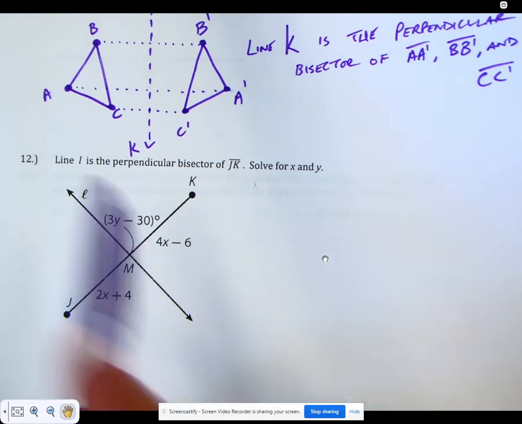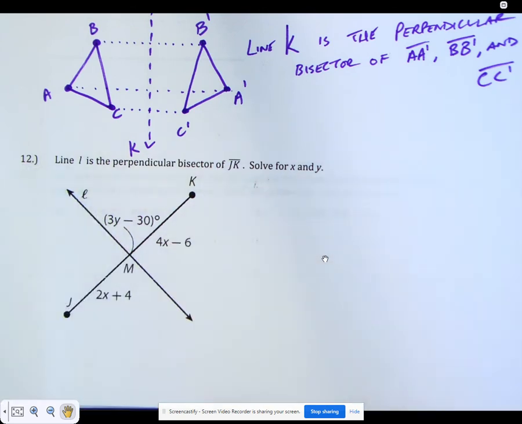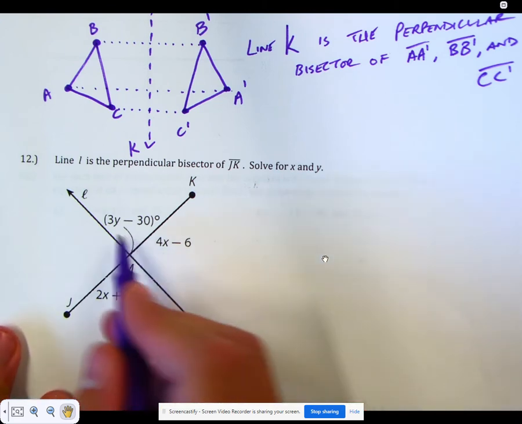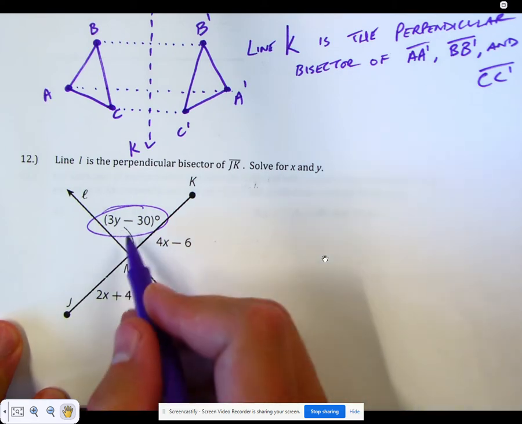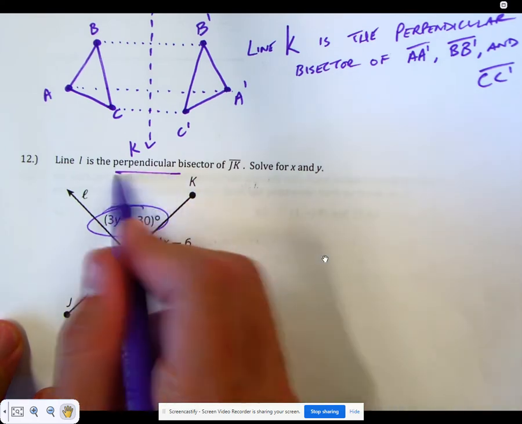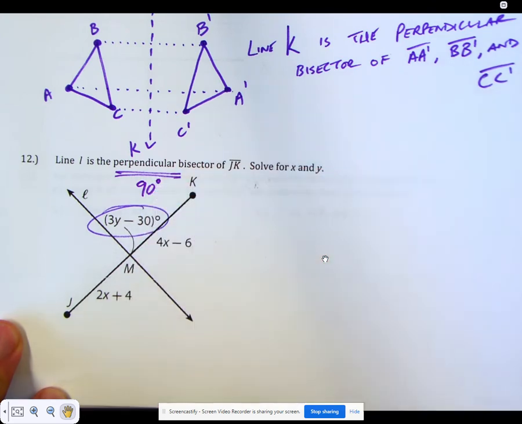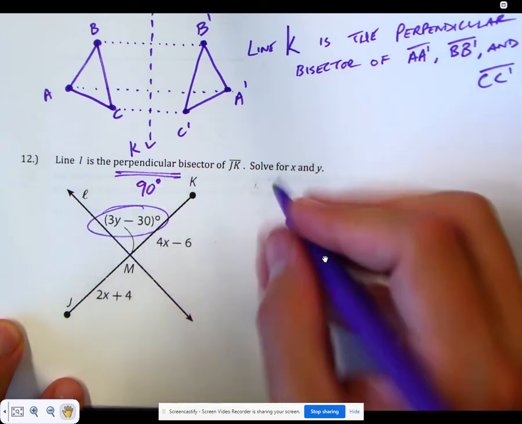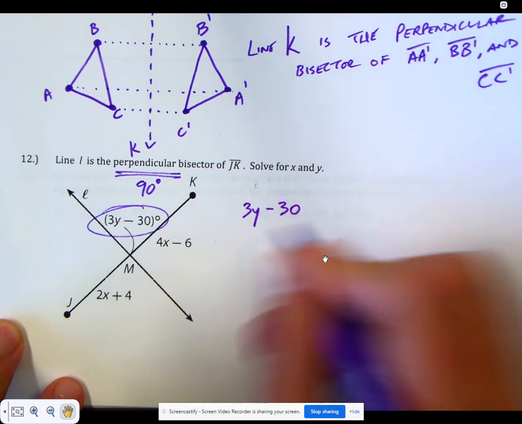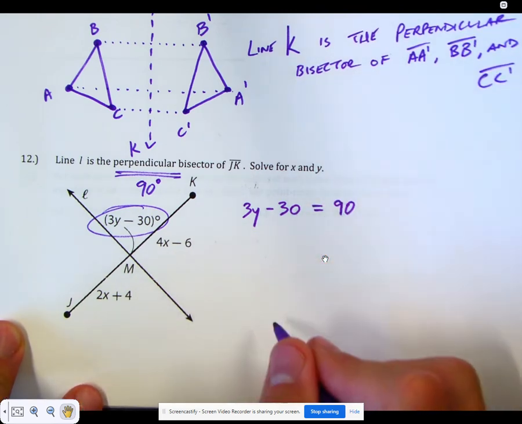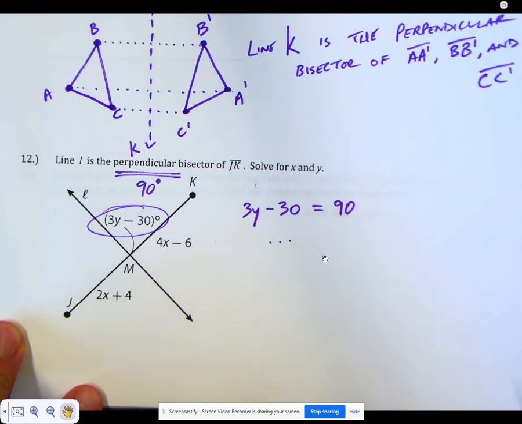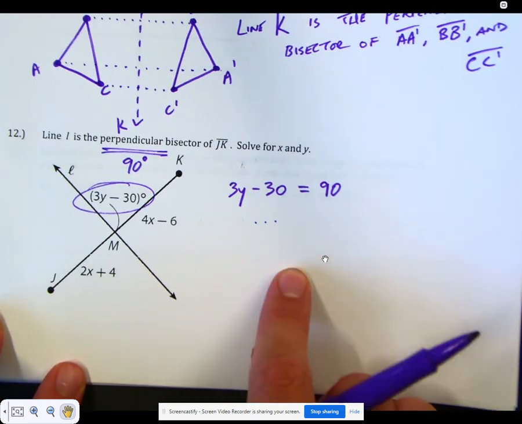So it says that line L is the perpendicular bisector of JK, solve for x and y. The first thing we might notice is, hey, wait a second, this is describing an angle. Now, how big are the angles when two things are perpendicular? Well, perpendicular means 90 degrees, right? So I can write that this expression, 3y minus 30 degrees, must be equal to 90. So you're going to solve that. I'll leave that for you to solve. A little bit of algebra, and you'll get a y value.